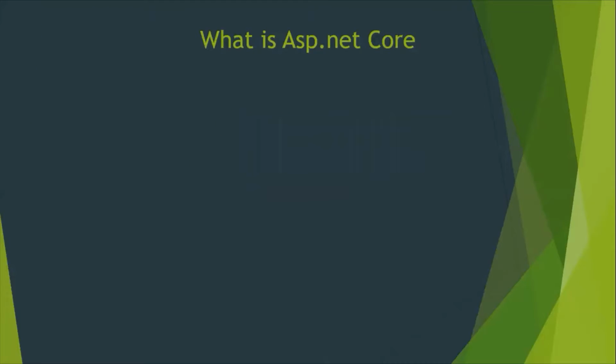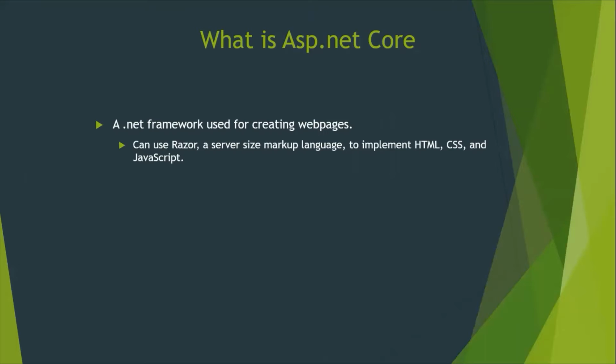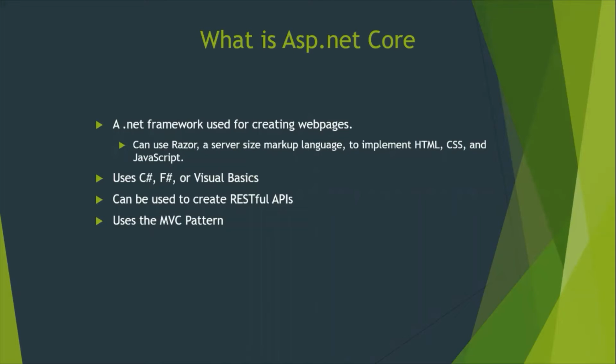So what is ASP.NET Core? ASP.NET Core is a .NET framework used for creating web pages. It uses a server-side markup language called Razor to implement the HTML, CSS, and JavaScript. On top of that, it uses C#, F#, or Visual Basic as the primary languages to connect the front end to the back end. And it can also be used for creating RESTful APIs. It also uses the MVC pattern, which I will talk about in a little bit.